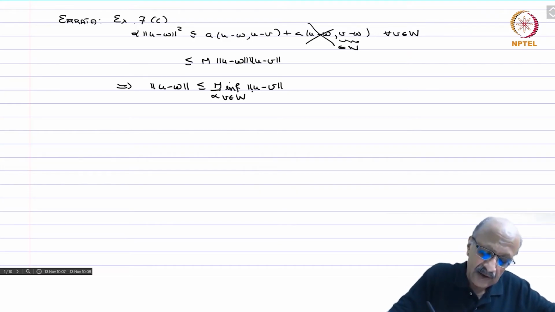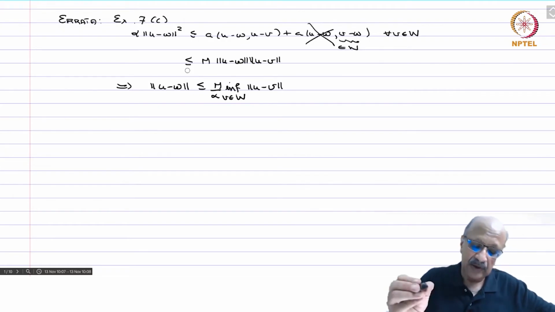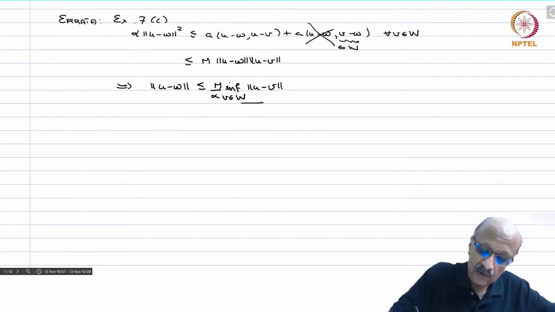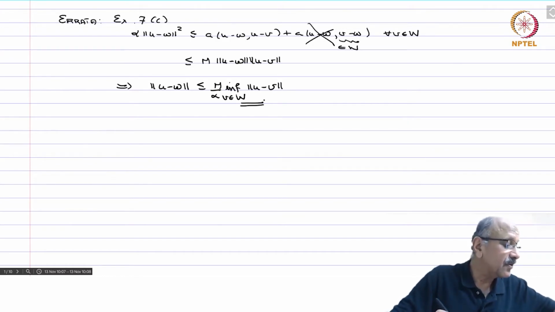The error is that I had put a square when I did these last two inequalities. You might have already noticed it. Anyway, if you did not, here's the correction. So please, this is how it should read. Okay, so now we will continue with the exercises.